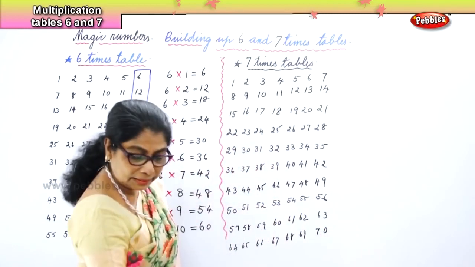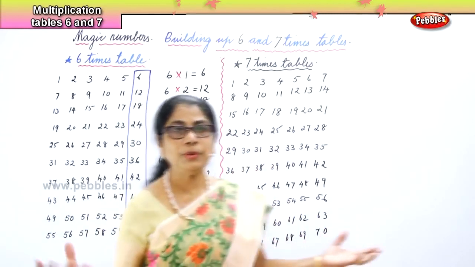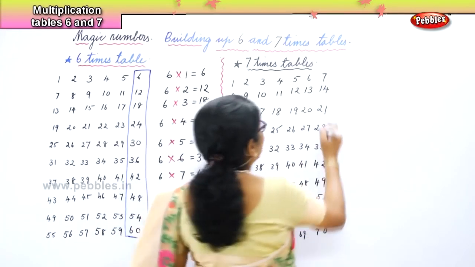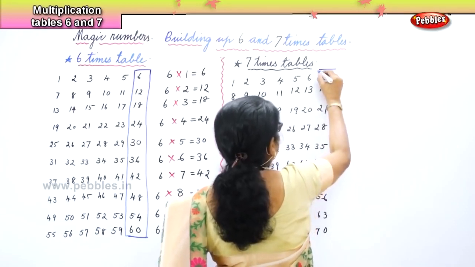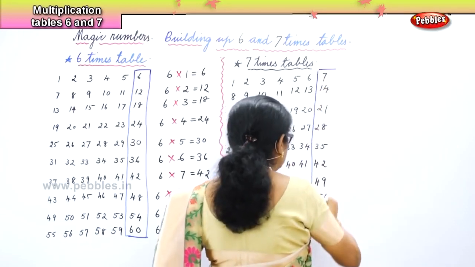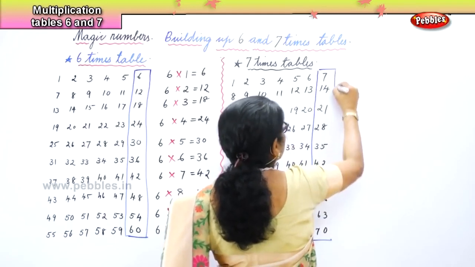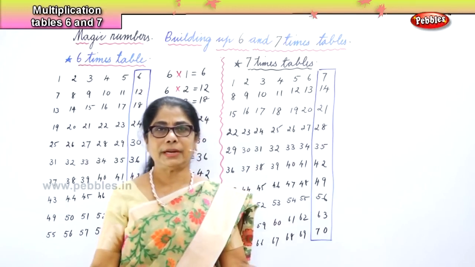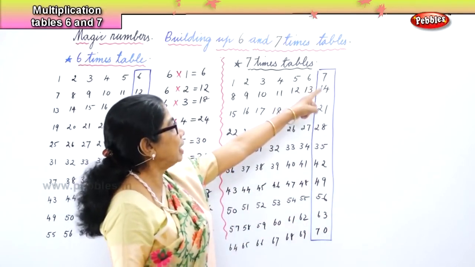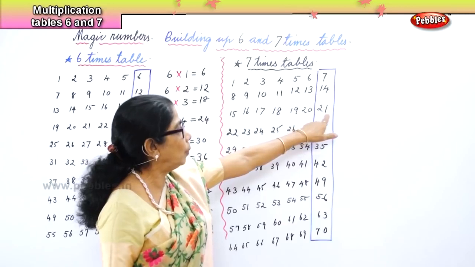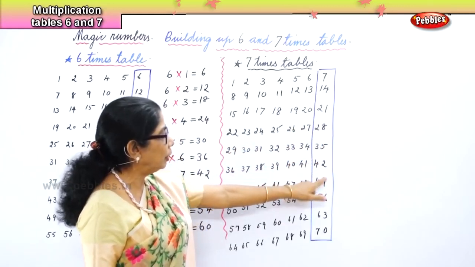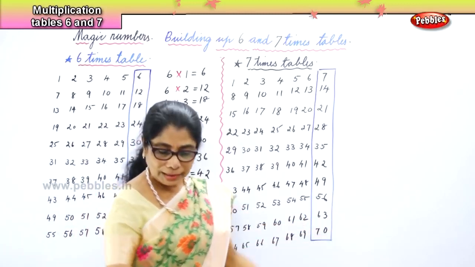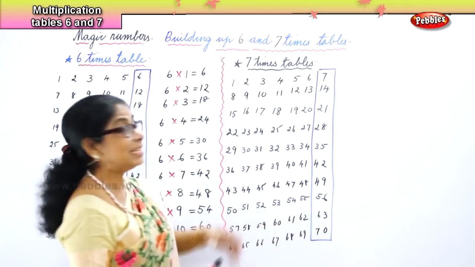So we've done numbers up to 70. Now what do we do? Look at the last number and put it into a box. We take the last number of each group and put it into a box. Now you look carefully. We've got the 7 times table: 7, 14, 21, 28, 35, 42, 49, 56, 63, 70.